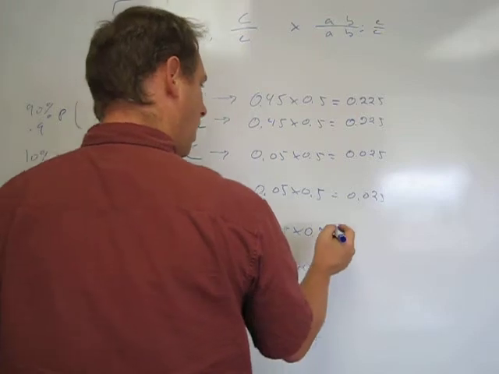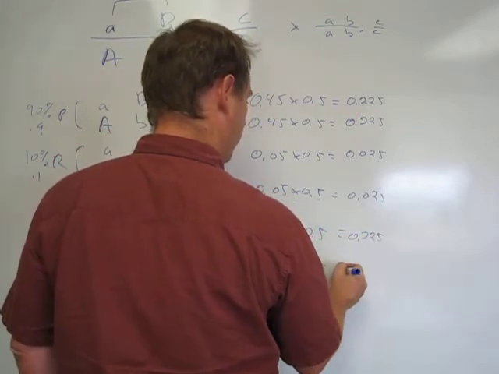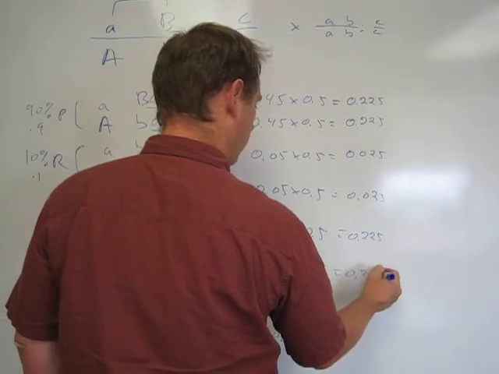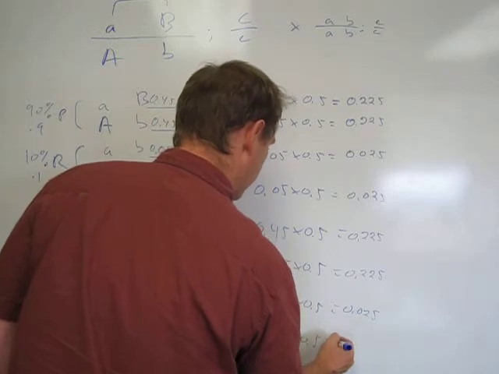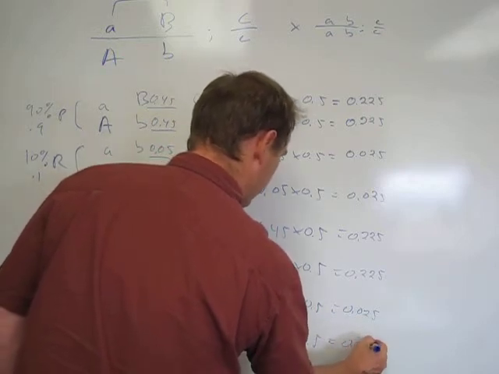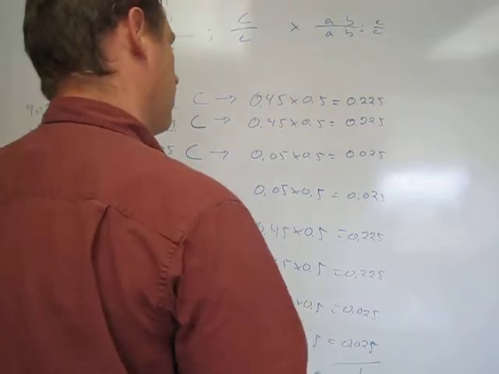And then 0.225, 0.225, 0.025, and then 0.025. Of course, these better add up to 1. I believe they do.